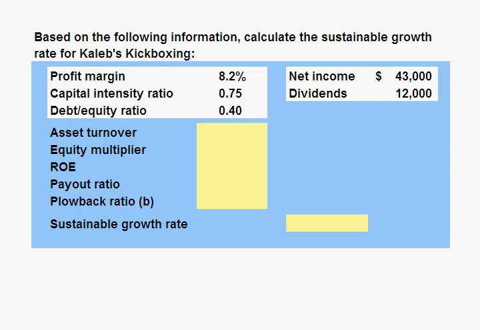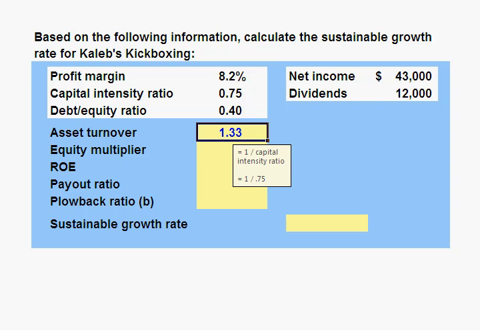Based on the following information, calculate the sustainable growth rate for Caleb's kickboxing. First, we'll use the capital intensity ratio, which is assets over sales, to calculate our asset turnover. Asset turnover is sales over assets, so it's 1 divided by the 0.75 capital intensity ratio.